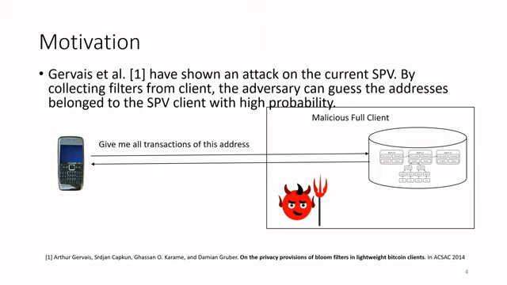However, in 2014, Arthur Gervais and other researchers from ETH Zurich showed a network layer attack on this approach. In particular, by collecting multiple filters from the same client, the adversary can guess the addresses belonging to the SPV client with high probability.